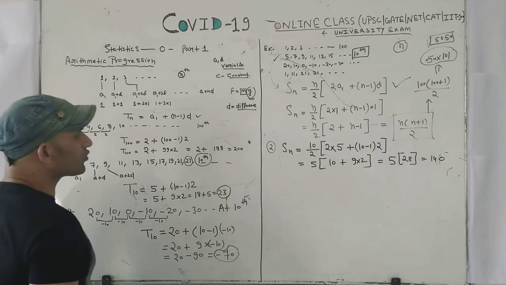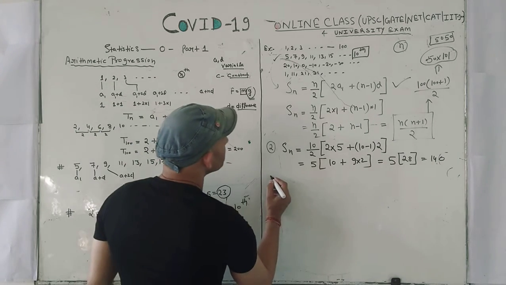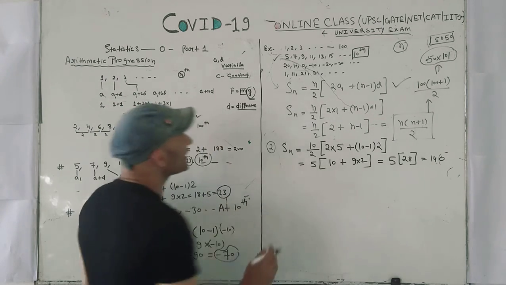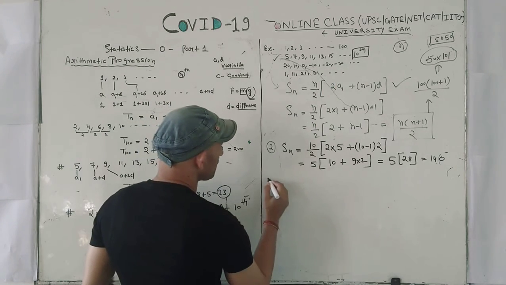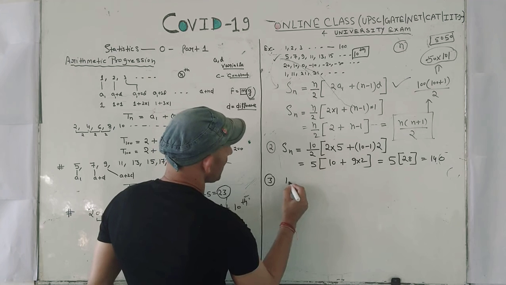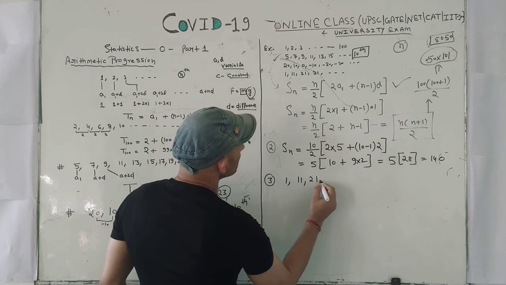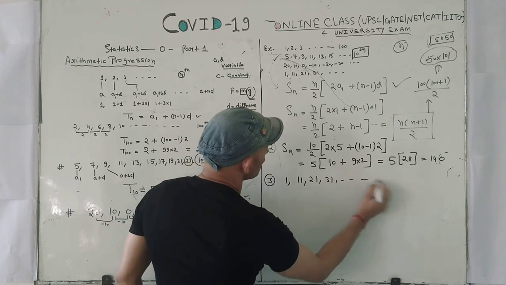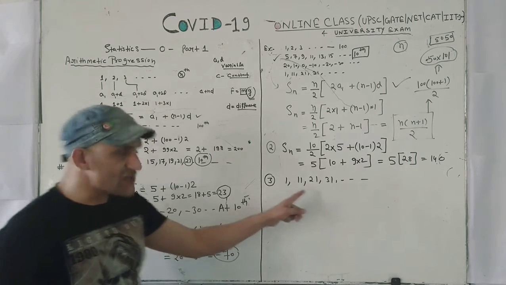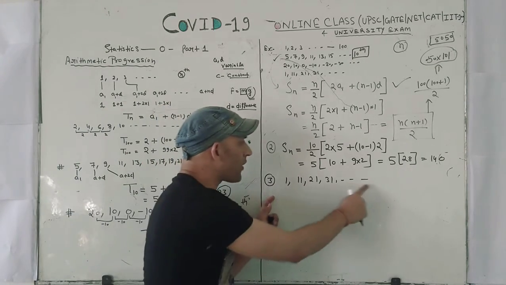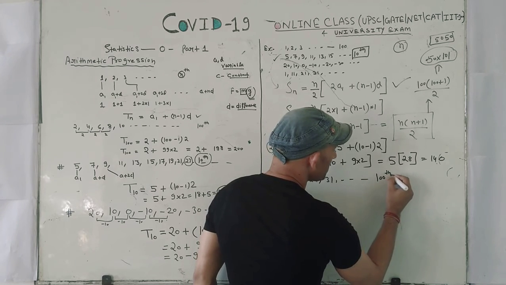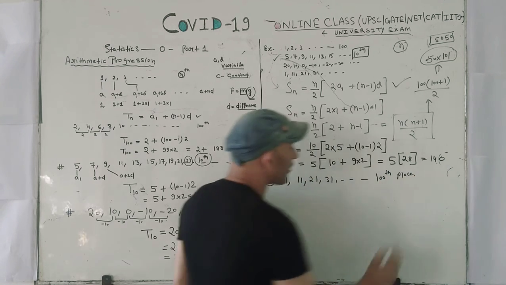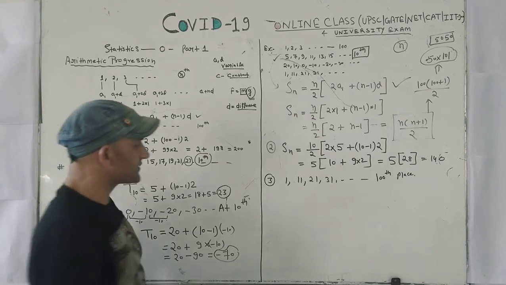Okay, so now the third question. I think that you understand what we are teaching you. Let me take this example. Suppose you have this series 1, 11, 21, 31, up to so on. He is asking in your exam, find the sum of this series up to the 100th place.